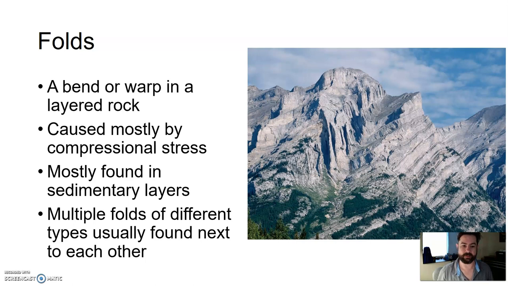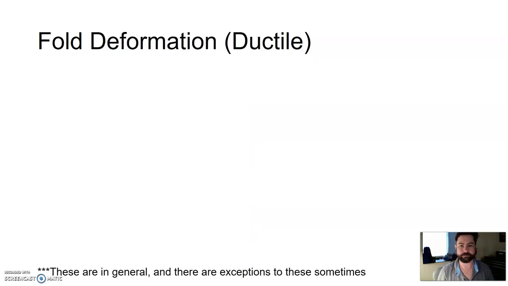Multiple folds, kind of different types, kind of back to back, are usually found next to one another. And we'll talk about these different types of folds. So you can see the layers of rocks here are folded up and folded down, and kind of folded back up. Maybe off screen they're folded back down and back up and back down. So these are actually different types of folds, but it can be a bunch of them, one after another.